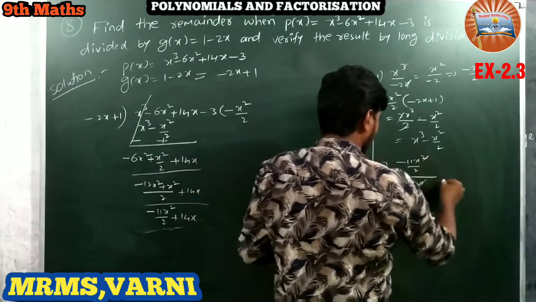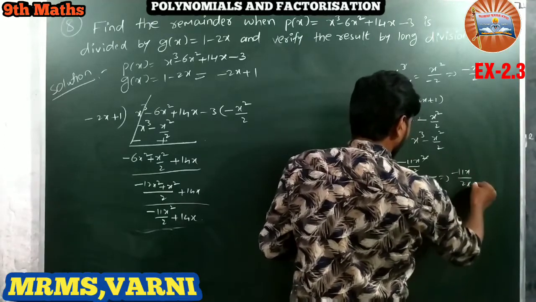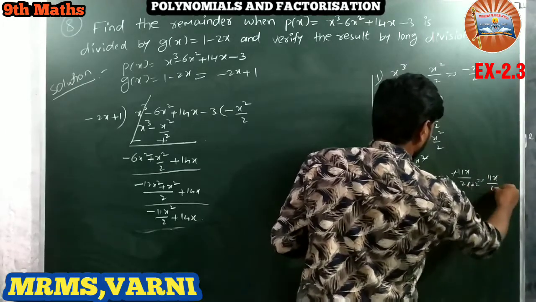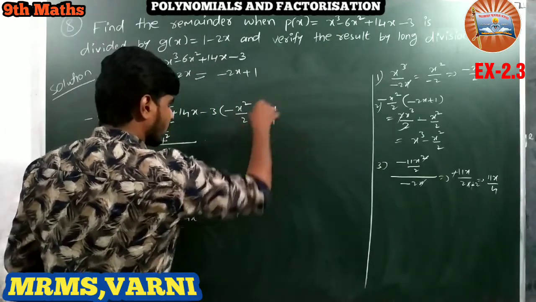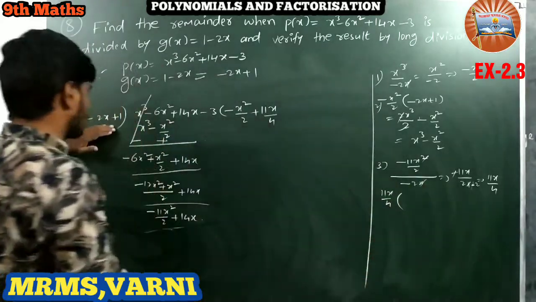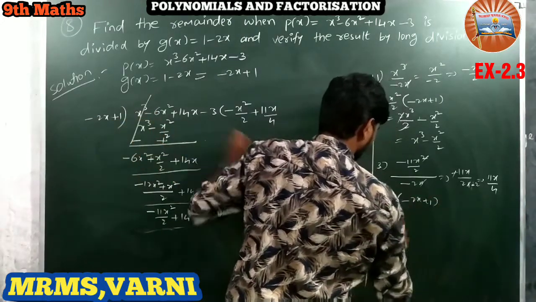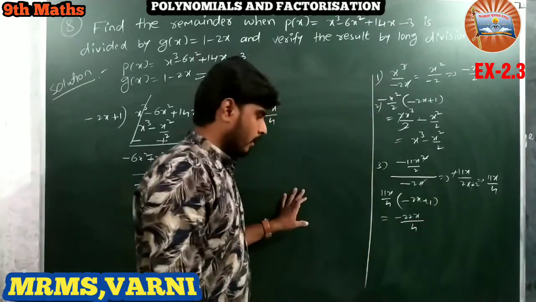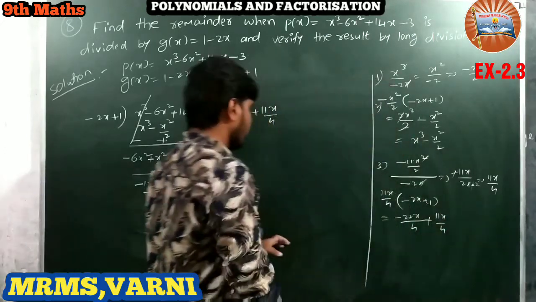So this x gets cancelled. What is remaining? Minus 11x by 2 into minus 2. Minus minus also gets cancelled. So 11x by 4. Okay. So plus 11x by 4 right down here. Now multiply 11x by 4 into this minus 2x plus 1. What becomes? So minus 22x by 4 plus 11x by 4. Okay. So write down here.